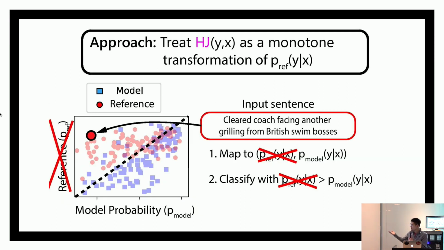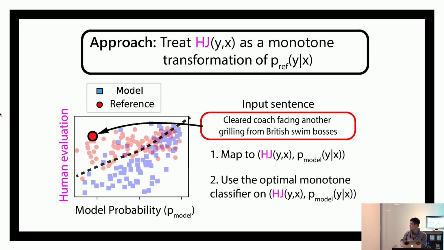And going back to our original setup, we now replace PREF with human judgment. Note that the optimal classifier line is no longer along the y equals x axis because human evaluation is merely monotonic with PREF. However, luckily for us, it's still like a monotonic classifier, and we can learn this with high confidence in 2 dimensions given the data points that we have.